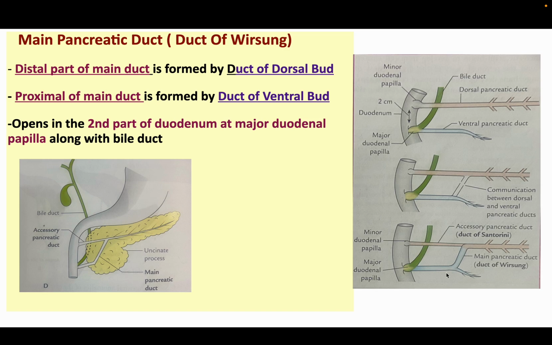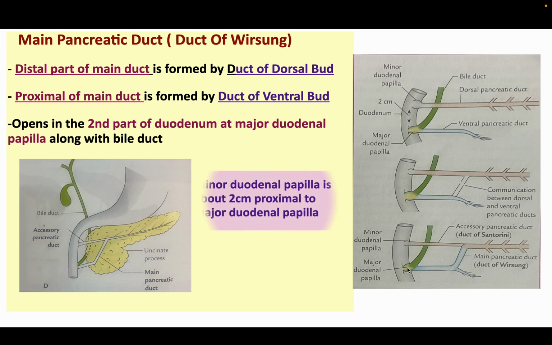This is to be remembered: the part of the duct between the communication and the duodenum, of the part of the pancreas that is developing from the dorsal bud, is going to form the duct of Santorini. And the main pancreatic duct, or duct of Wirsung, opens into the duodenum at the major duodenal papilla along with the bile duct. The minor duodenal papilla is about 2 cm proximal to the major duodenal papilla. So about 2 cm distance is there in their openings.